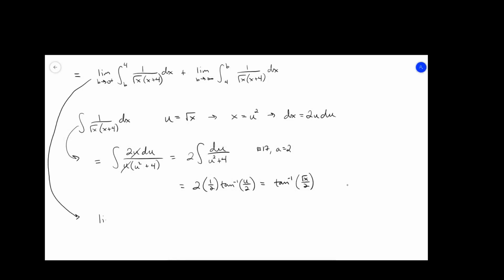All right, so let's go ahead and figure out what these are going to be. We'll do them separately. So that one, we found the antiderivative, so now we can plug it in. So we'll get inverse tan of root x over 2, and we're going to evaluate this from b to 4.